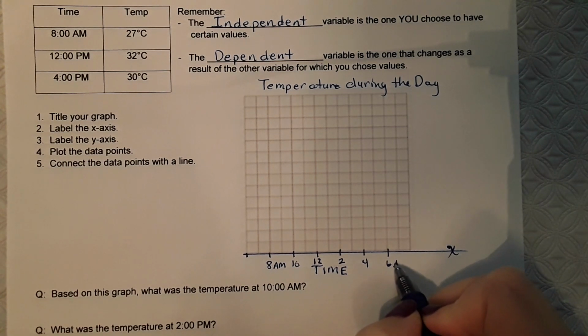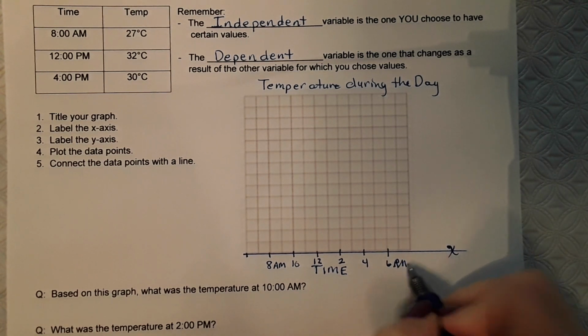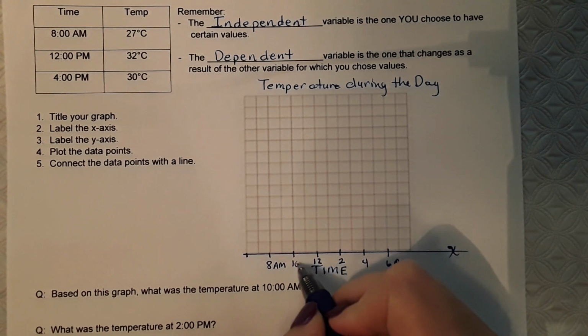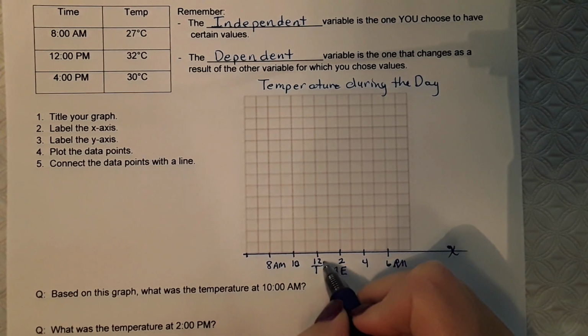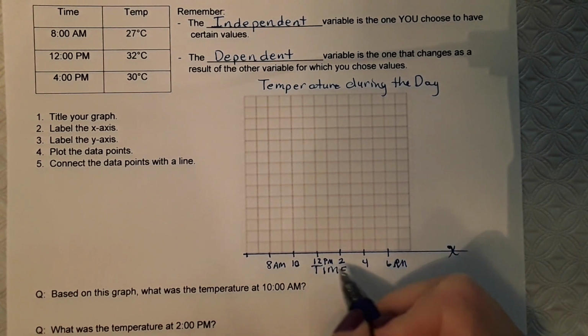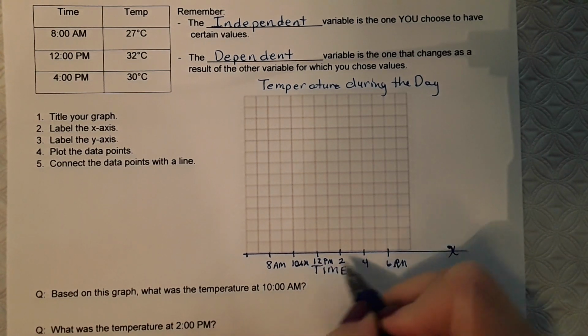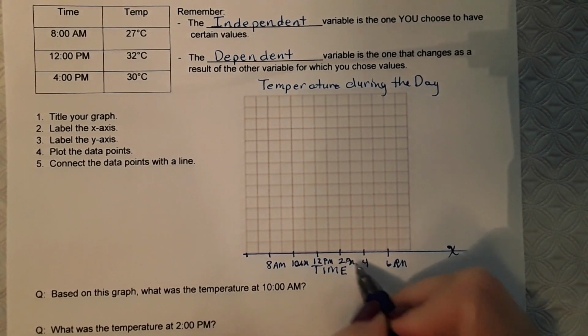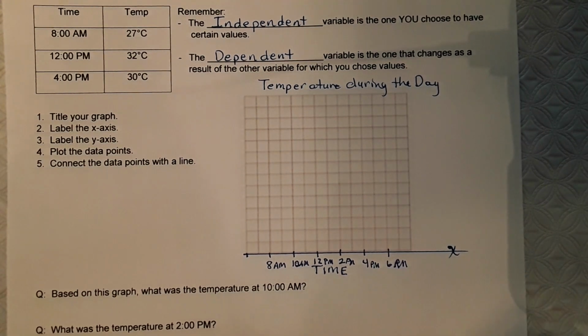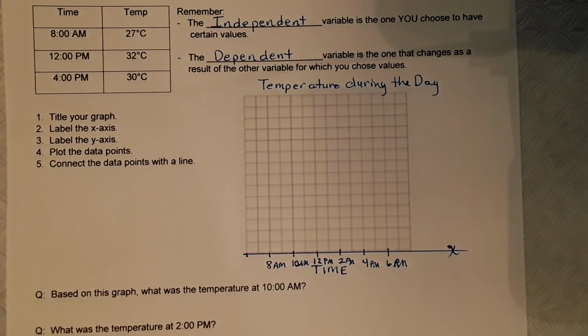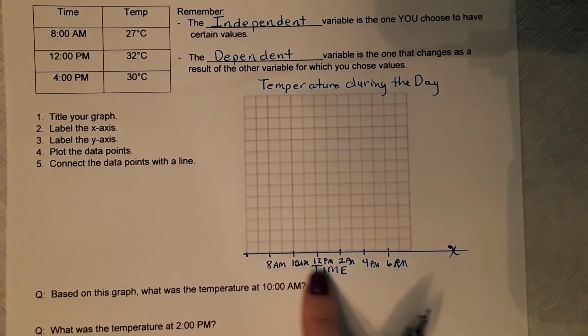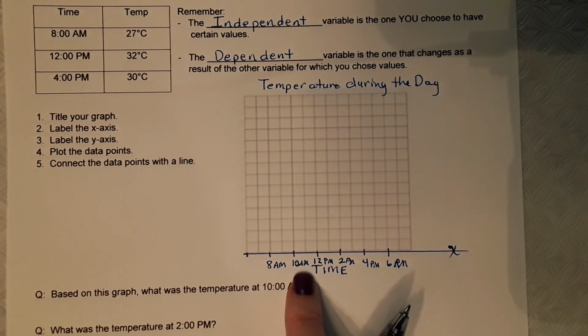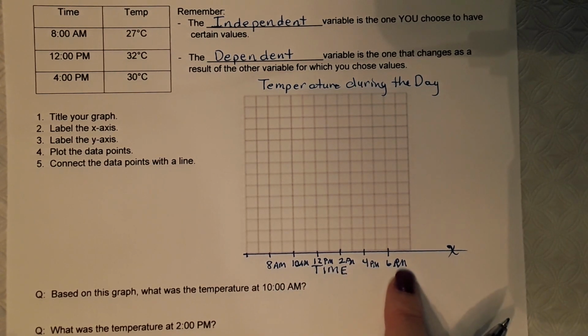6 a.m. Or actually, that would be p.m. then, wouldn't it? Okay. So, right here would be p.m., noon. This is a.m., and this is p.m., and this is p.m. Okay. There we go. We went by 2-hour time intervals. 8, 10, 12, 2, 4, 6.